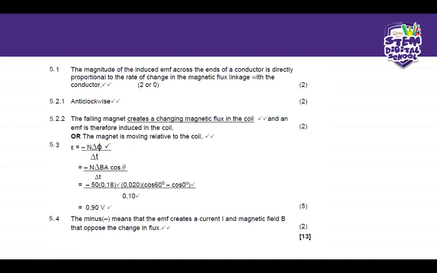So here it says the falling magnet creates a changing magnetic flux in the coil. An EMF is therefore induced. Remember from your theory part, guys, when we spoke about how is EMF induced, there's two ways. It's either the coil moves towards the magnet or the magnet moves into the coil, completing the electrical circuit. Remember, guys, we spoke about these things. So because it's falling, it's moving into the coil, and it creates a changing magnetic flux in the coil, and therefore the coil induces EMF.